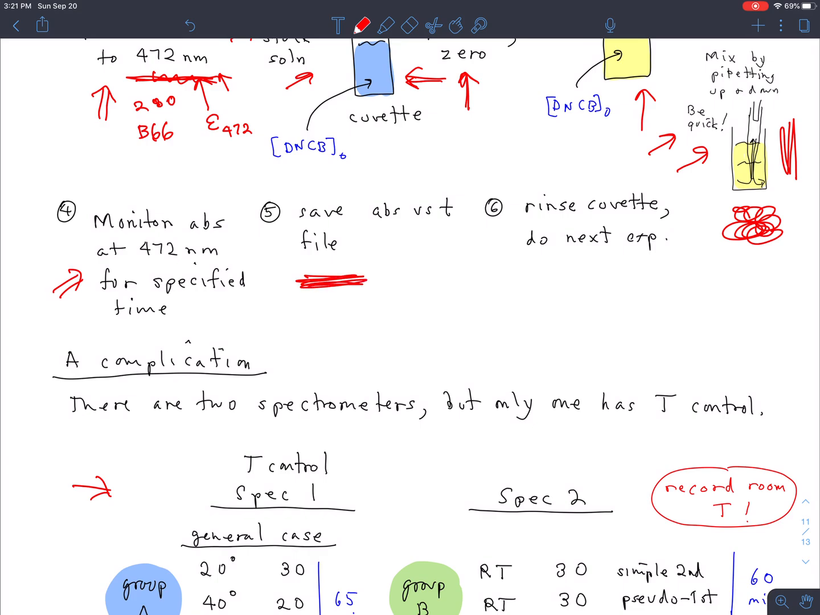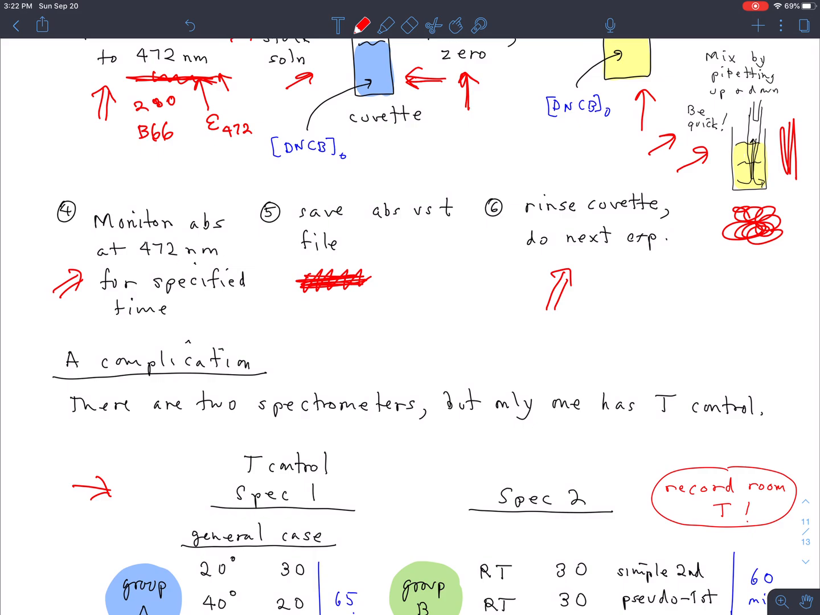Then save your data right away. I think one group two or three weeks ago had the unfortunate experience that once you have a spectrum, if you record another spectrum after that, the software doesn't save it, and so you lose it. So record it right away onto a thumb drive or whatever, and then rinse the cuvette and start over.